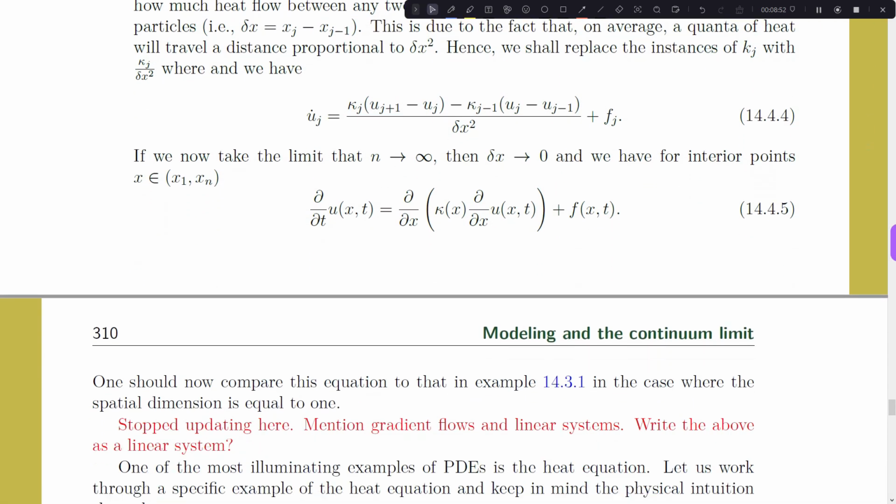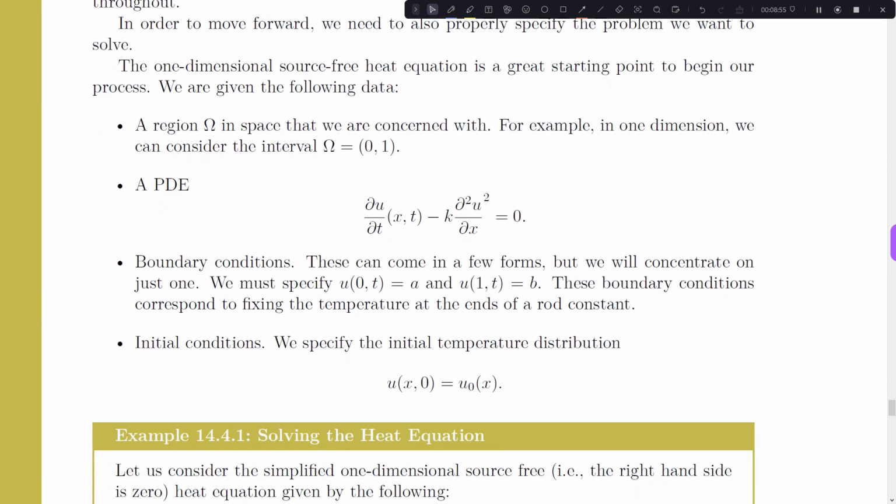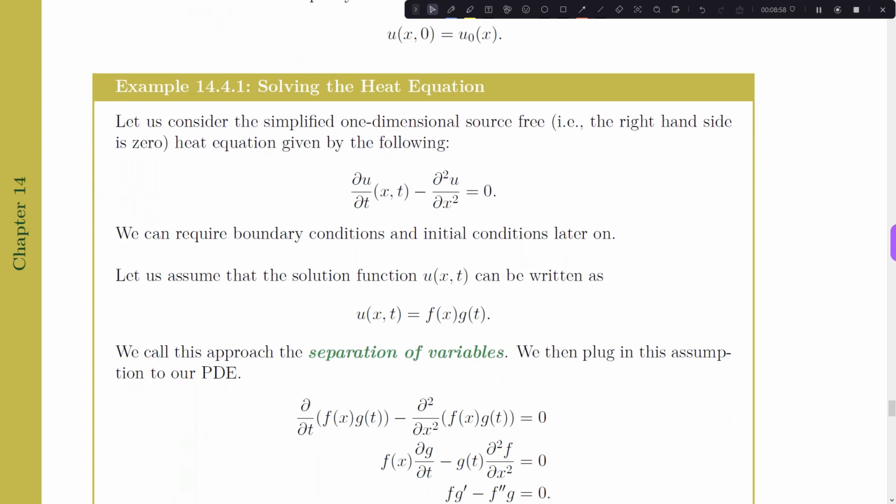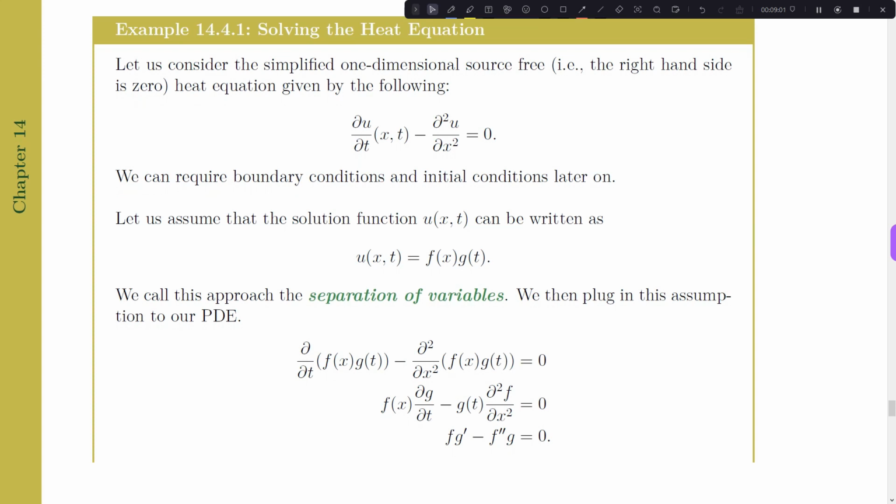And we can do that. I'm going to skip through those parts. Those aren't terribly important. Right here, solving the heat equation. So we're going to solve the heat equation right now. And we're going to solve it in a one-dimensional setting and also what's called a source-free setting. So this is no candles. Right. So we're not going to put a candle in the room.